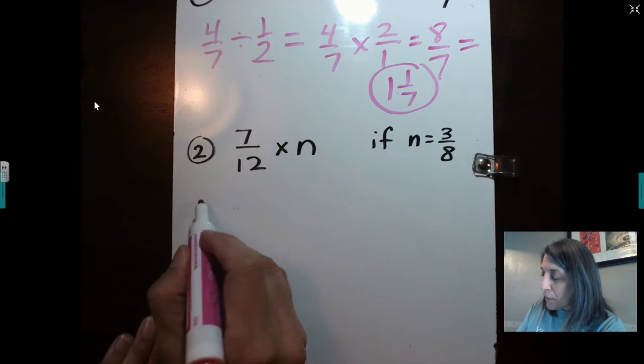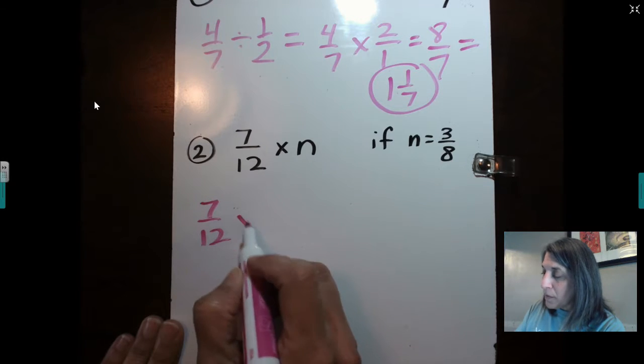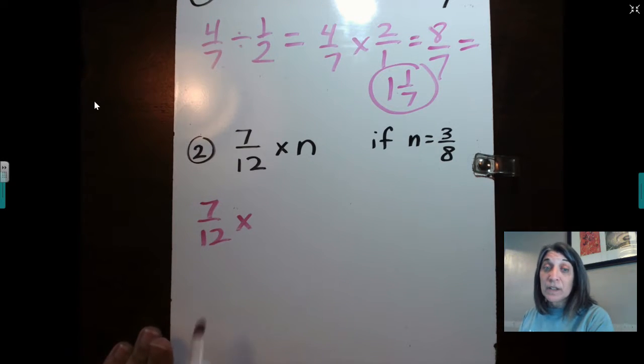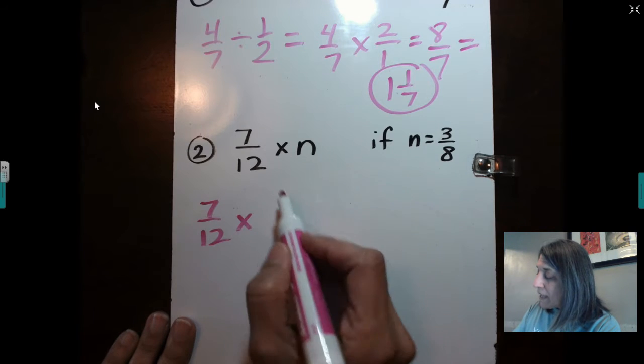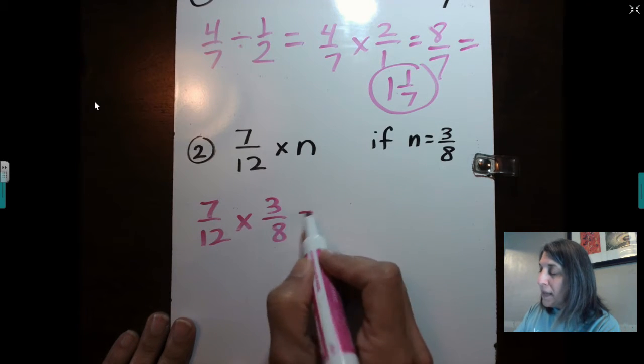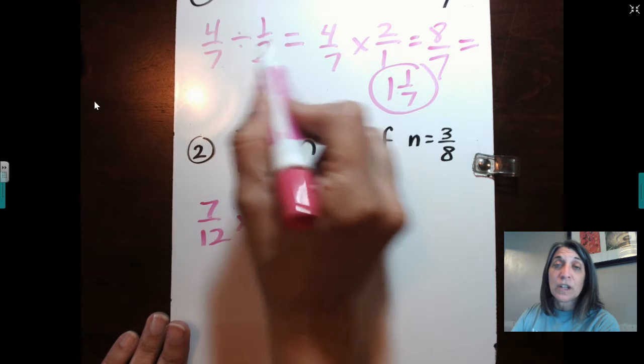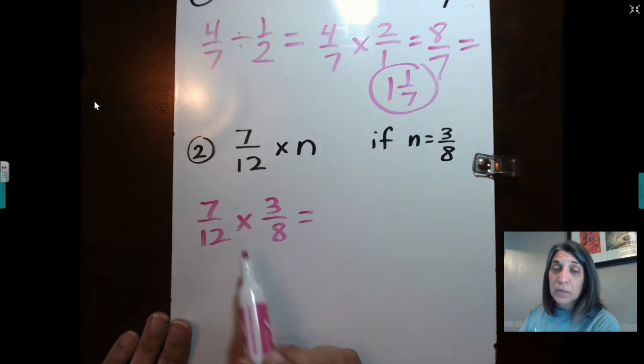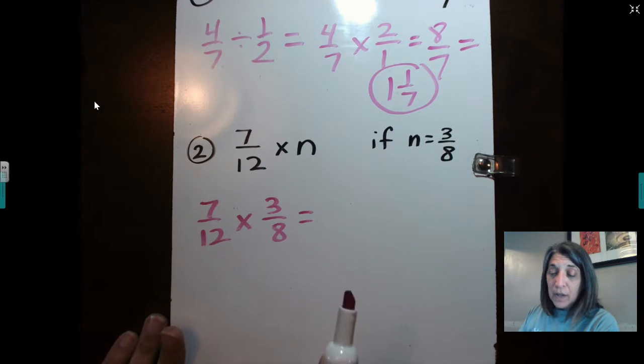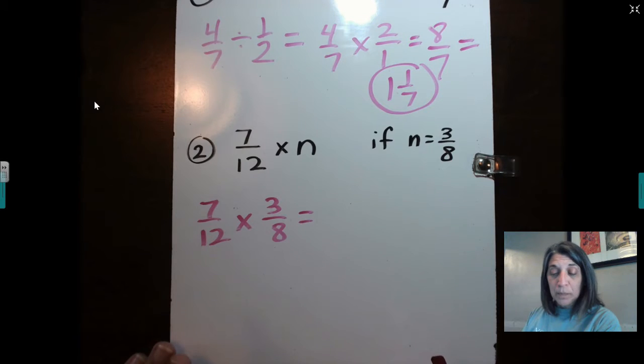This time I'm going to rewrite it and substitute. This one's multiplication, so I don't have to do any flipping because it's already multiplication. If n is 3/8. I hope you paid attention to the fact that the last one was division and you had to do the keep, change, flip. This one you do not have to. So then you just simply get to multiply across.